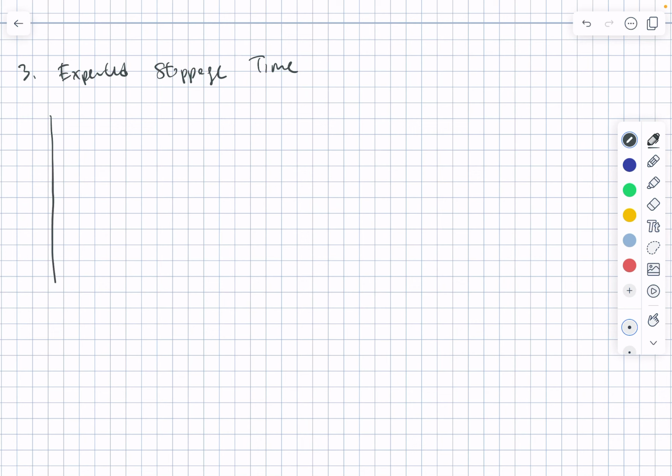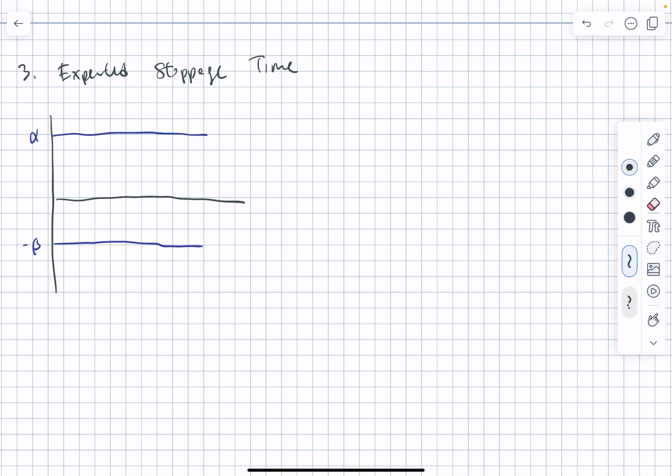So if we draw a diagram here, let's say we have an upper bound of alpha and a lower bound of negative beta. Let's actually use numbers in this case, so it's easier. So we have an upper bound of 5 and a lower bound of negative 3. Whenever the Brownian motion, which starts at 0, reaches 5 or negative 3, we're going to stop it right there. So for example, a Brownian motion could look something like this, and it stopped at negative 3. Another one could look something like this, and it stopped at 5.